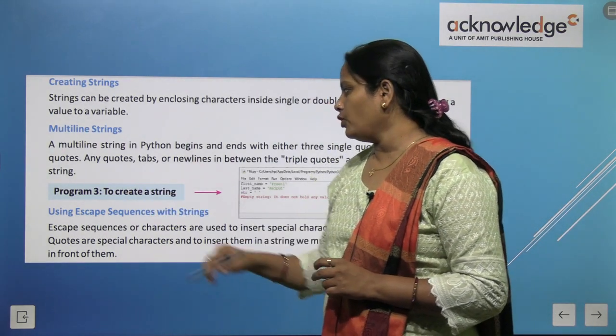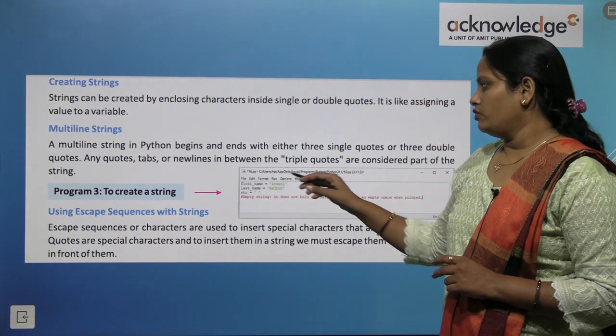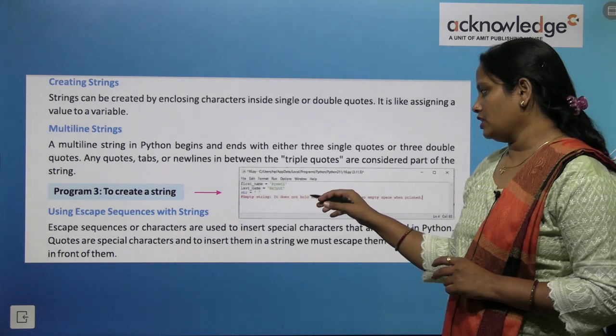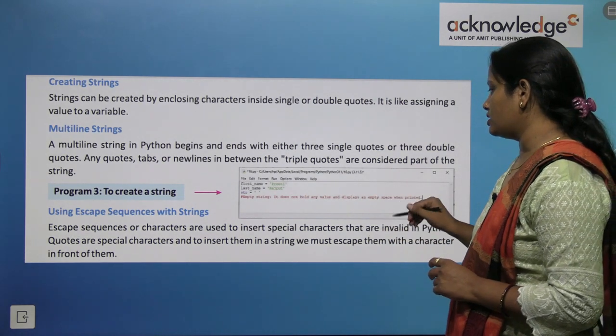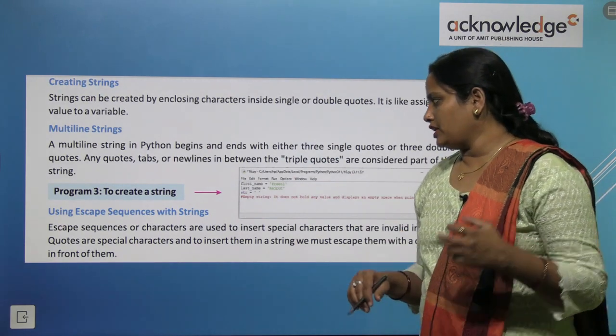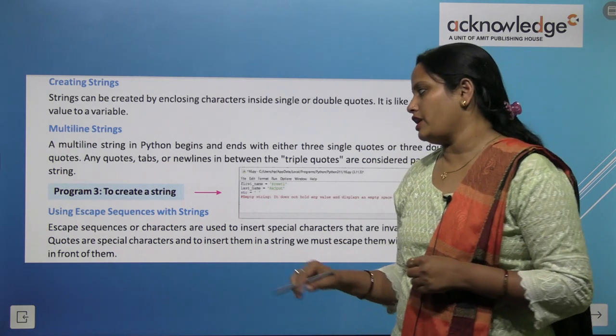So here program 3 to create a string. Here we are creating the string, first name is Preeti and the last name is Rajput. Empty string: this does not hold any value and displays an empty space when printed. So जब इसे प्रिंट किया जा रहा है so ये जो है डिस्प्ले कर रहा है एक empty space.